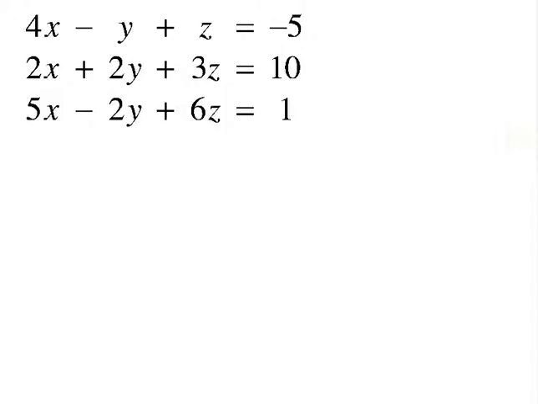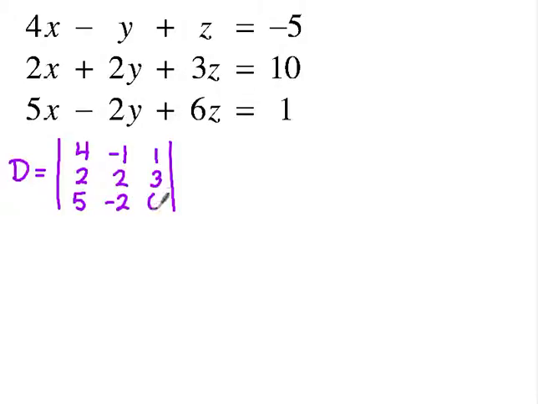And so, D. What is D going to look like? 4, negative 1, 1. Yep. And then? 2, 2, 3. Okay. 5, negative 2, 6. Okay, let's go through and we'll write out all of them and then we'll go through and find the determinants.